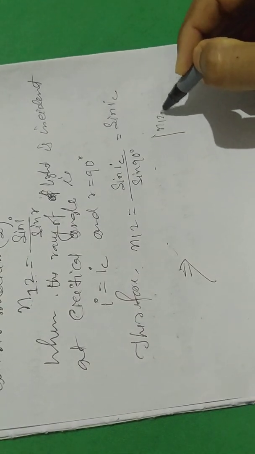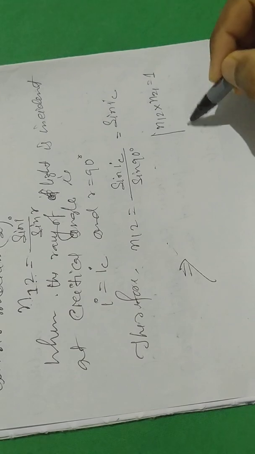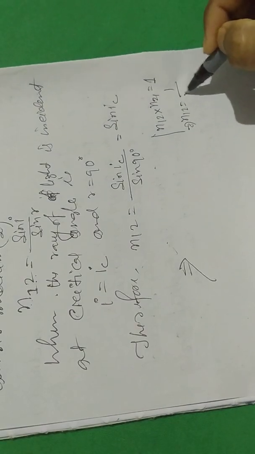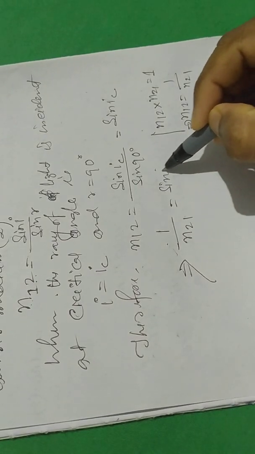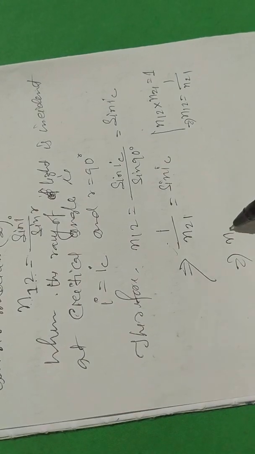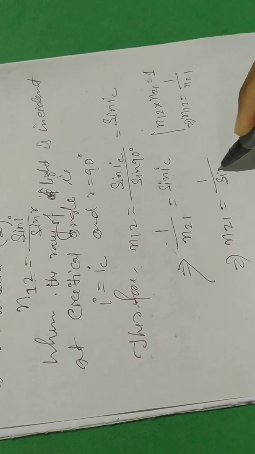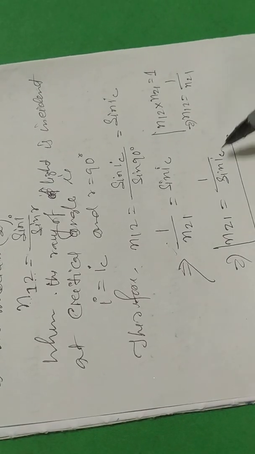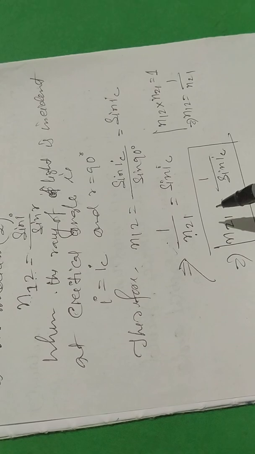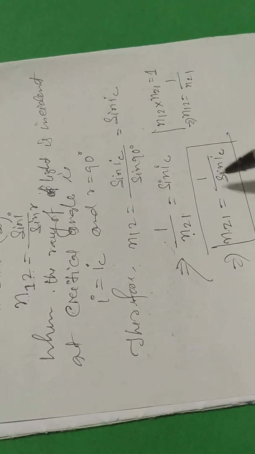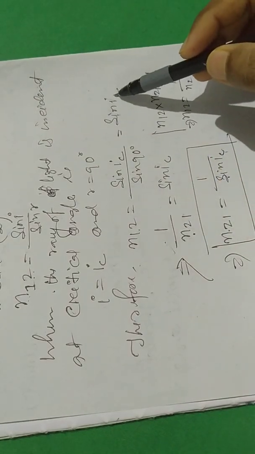Since n12 into n21 equals 1, we can write n12 as 1 upon n21. So 1 upon n21 equals sin of IC, and n21 equals 1 upon sin of IC. Here the ray of light travels from rarer to denser. So if you write rarer to denser, it will be 1 upon sin of IC. If you write denser to rarer, then it will be sin of IC.